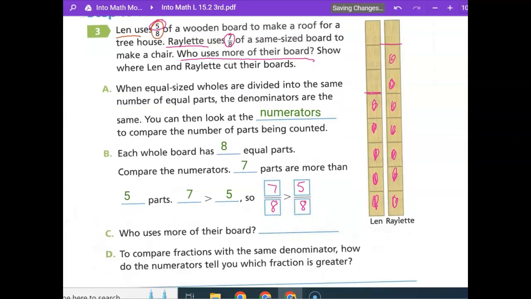Who used more board? Whose board did we shade the most? Raylette.